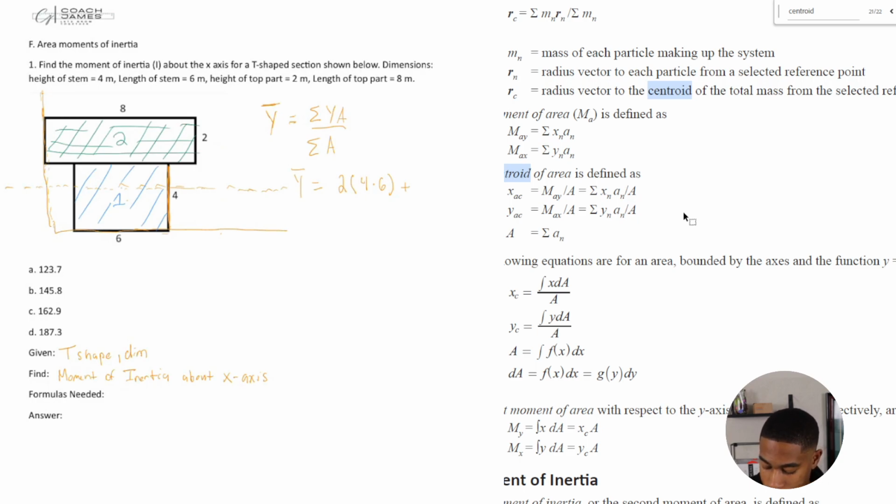Then where is my y2? So I'm coming up 4, right? But then I'm doing another 2. So how do I get to this center point? That distance. What is that distance? Well, it's 4 plus 2 divided by 2, which is 1. So it's going to be 4 plus 1, or 5. Right?